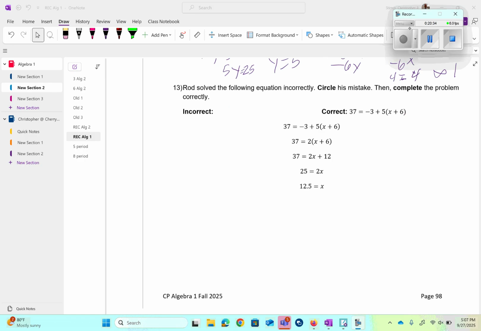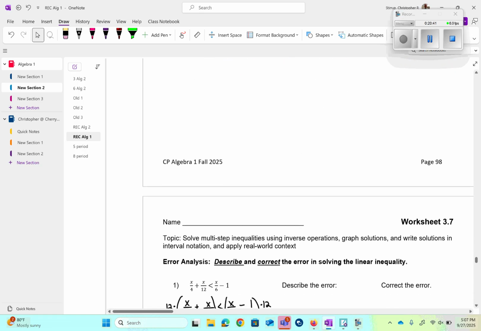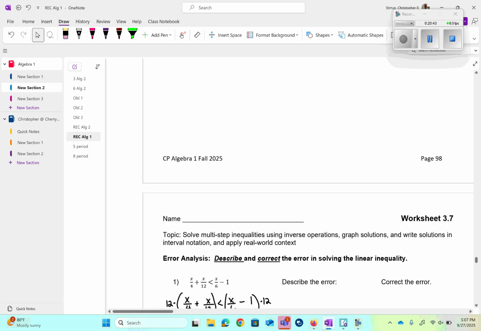Then ask your teacher to go through number 13. It's finding the error on the problem. So take care of that. This is the next lesson. This is 3.7. 3.7 is going to be done for another lecture. So if you're watching this in class, make sure you realize that this might be a different day. So 3.5, 3.6, 3.7.